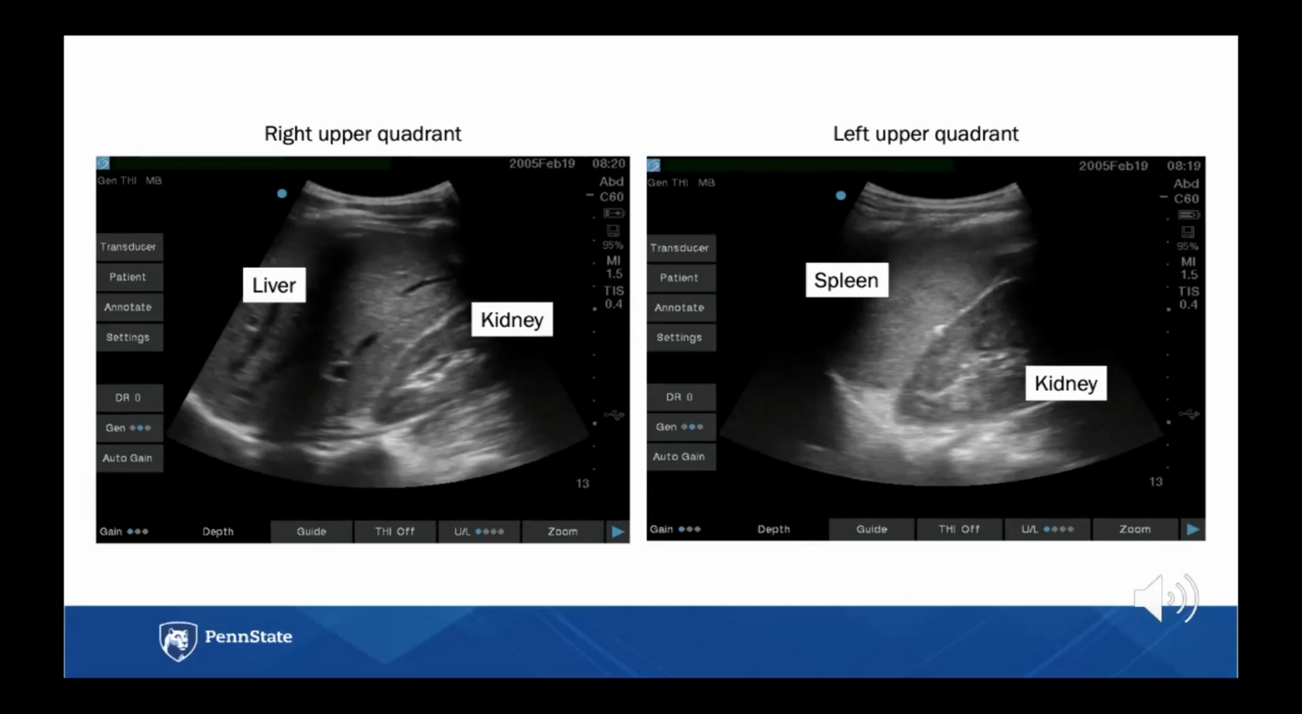upper quadrant view. And in the left upper quadrant view, the spleen is approximately the same size as the kidney. So that can make it much harder to find, especially when hidden by all of the rib shadows. And finally, in both images, you can see the similar appearance of both kidneys. They both have this kind of oval wedge shape, and they are approximately isoechoic or maybe a little hypoechoic to the liver and spleen. And they have this central hyperechoic region that represents the medulla of the kidneys.